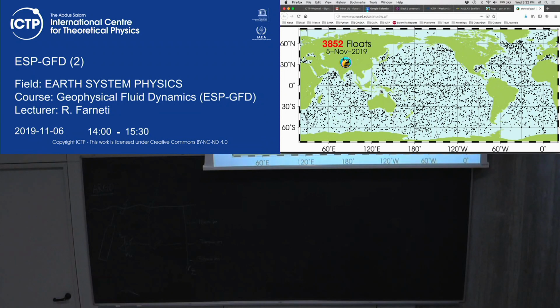It probably takes a long time to go back to the surface, transmit all the data, then acquire again, lose buoyancy, and then slowly go down to 2,000 meters. It might take 1 or 2 days, the whole process. But that's a nice application of the buoyancy force. And I'm done.